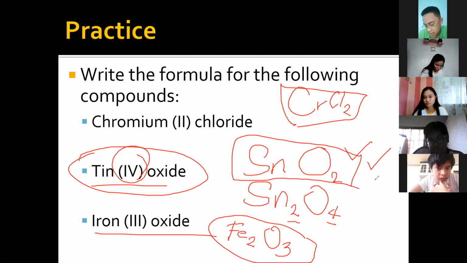So, because the 2 of 4 cancels, we have a common denominator between 2 and 4. 2 divided by 2 and 4 divided by 2, so SN1O2. Okay, sir, thanks. We do it in all of the molecules.